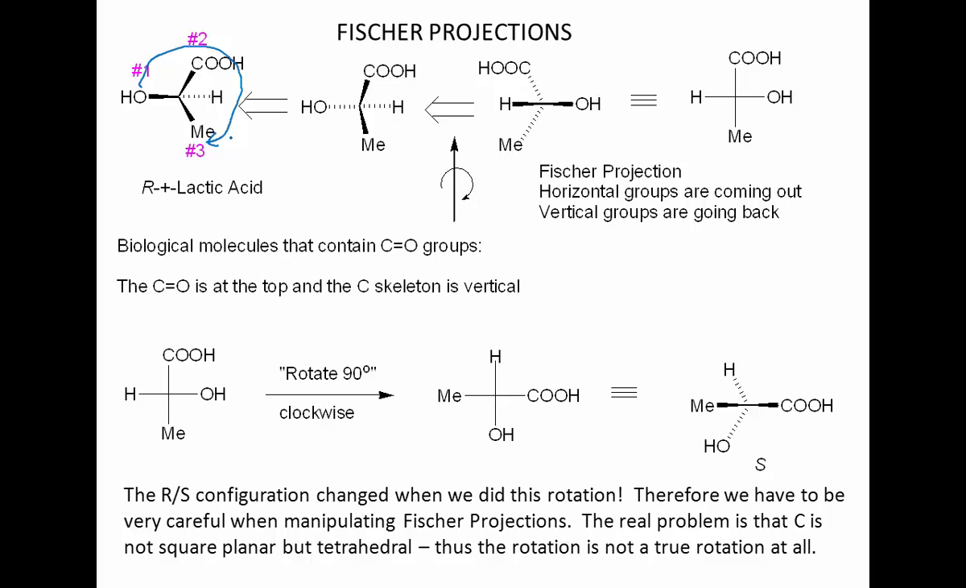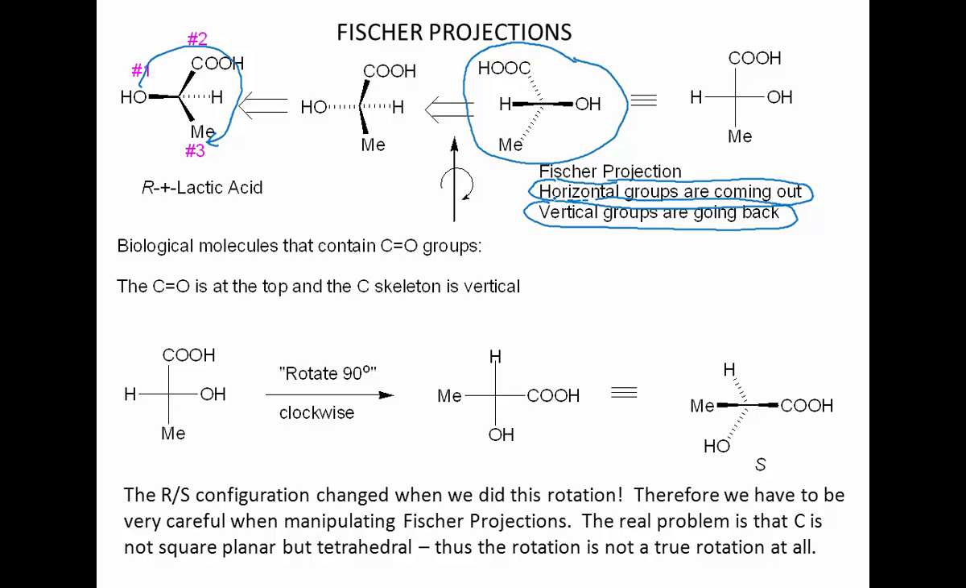So if I take my original drawing here, you can represent it this way, and this is called a Fischer projection. In a Fischer projection, it means that the horizontal groups are coming out of the paper and the vertical groups are going back into the paper, or back into the screen.